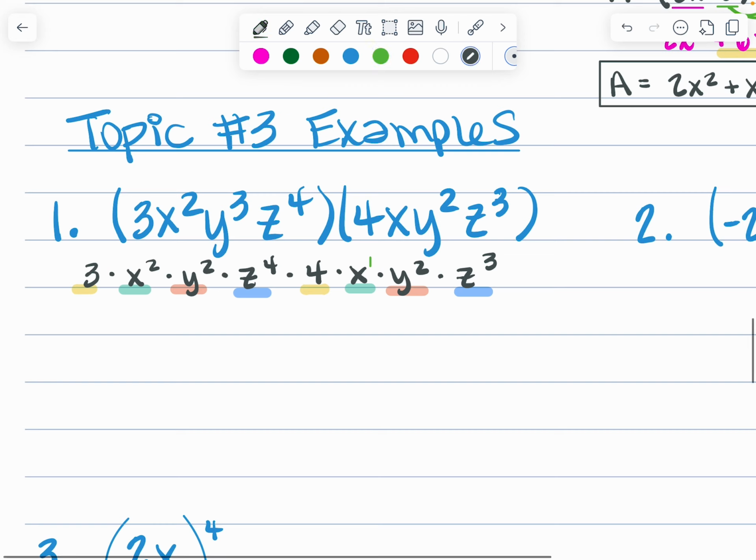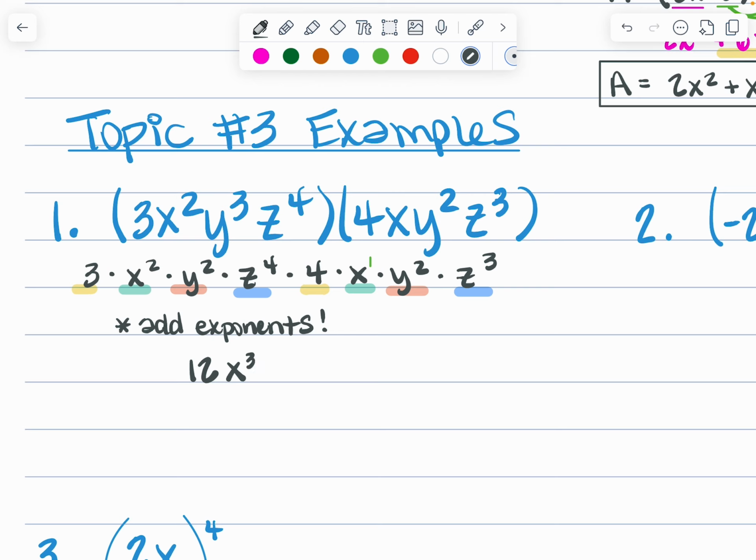We're just going to multiply our numbers together. So 3 times 4 is 12. And then we're trying to merge all the x's together. So we want to figure out how many total x's we have. So this is where you add the exponents. I'm going to put a little note here, right? When you're merging bases, because I have an x over here, an x way over here, and an x way over here, and I want to merge them together as one cohesive x, that is when you add the exponents. So that's going to give us 3 total x's, so x cubed.